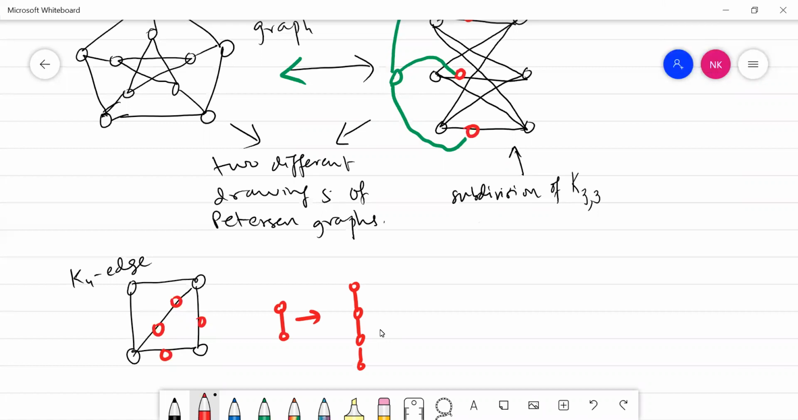So the reason K5 and K33 are important is because what Kuratowski's theorem is saying is that these are the only two graphs you need to exclude to get a planar graph. You don't need to exclude any other graph in the world to make sure that your graph is planar. And that is why K5 and K33 are important. But many of the other things we discussed do not depend on K5 or K33. So the definition of a subdivision does not depend on K5 or K33. Is that good?